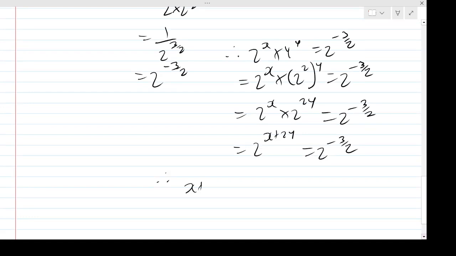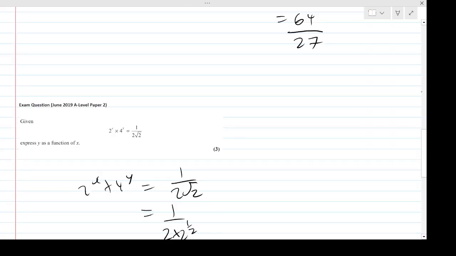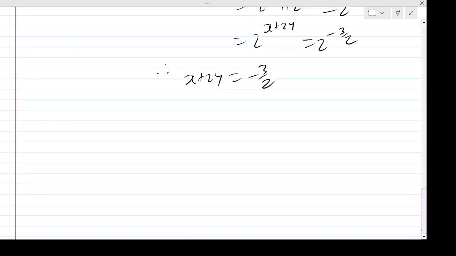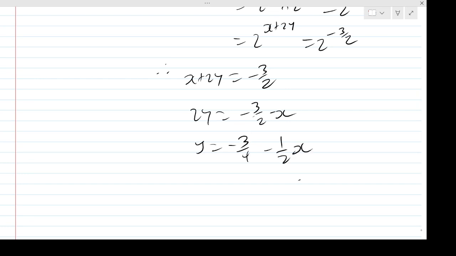So therefore x plus 2y is minus 3 over 2, and then express y as a function of x, so we need to rearrange to get y the subject. So 2y is minus 3 over 2 minus x, so then divide by 2 and we get y to be minus 3 over 4 minus a half x, and that's my answer.